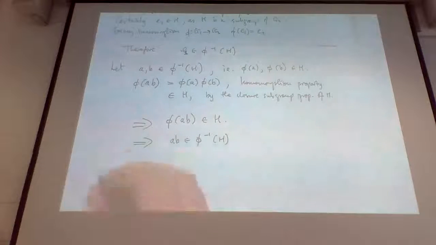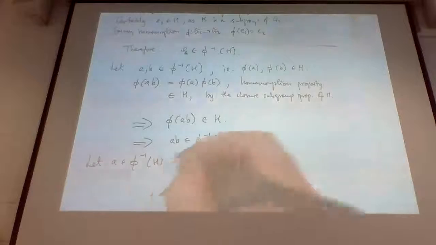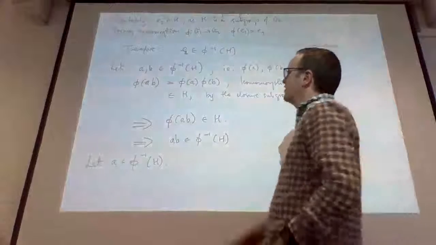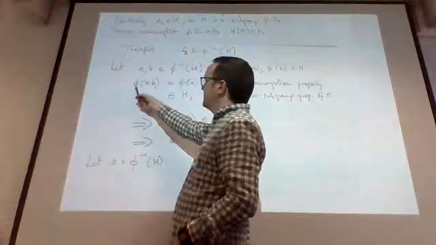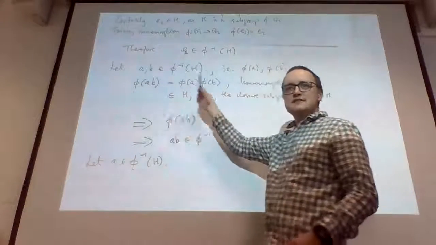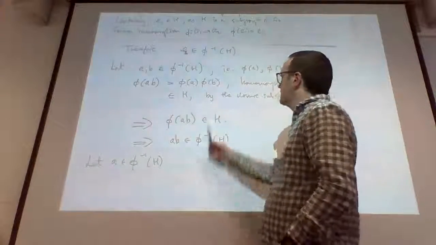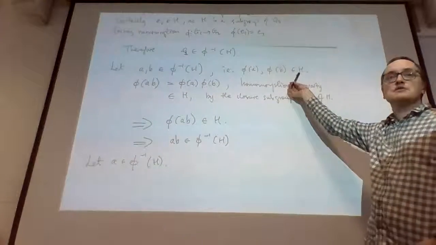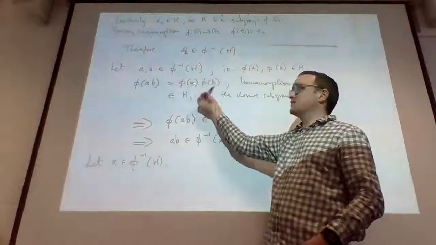Lastly, inverses. So now we let A be in the inverse image. How did you just prove that it's phi of AB in H? Because I re-expressed phi of AB as phi of A times phi of B. That comes from the homomorphism property. But this is a product of these two elements. These two elements are both in H, and H we know is a subgroup. So a product of any two elements from H is in H.